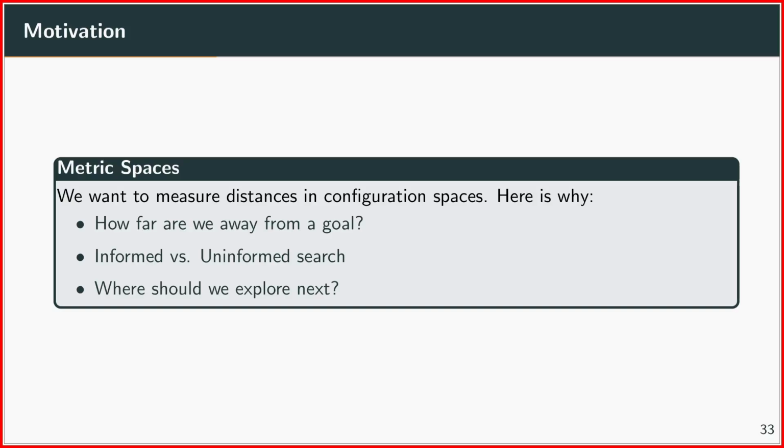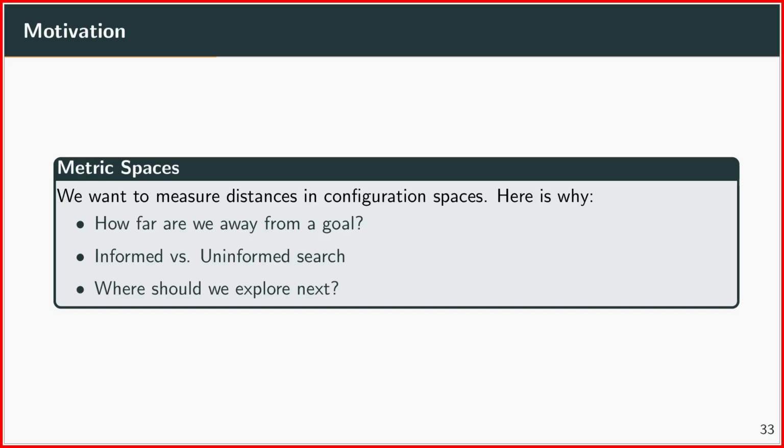Uninformed search is basically something where you don't have distance information, where you just take configurations and you don't really know how far you are away from your start, how far you are away from your goal. And this is really like black box optimization. But in informed search, you have actually a distance function.